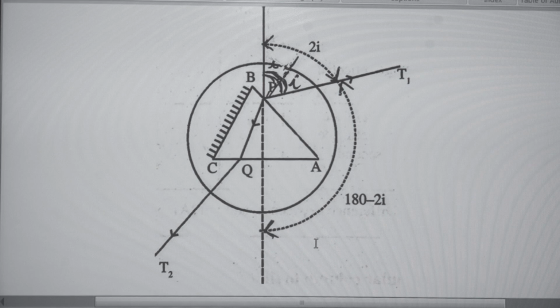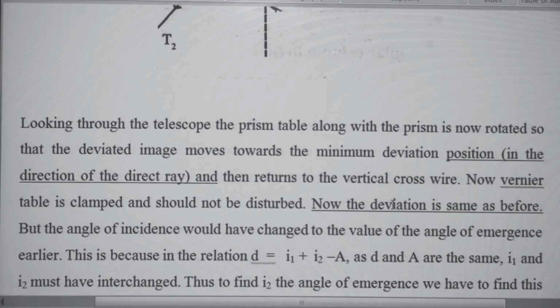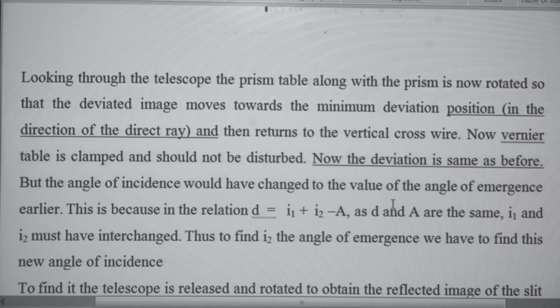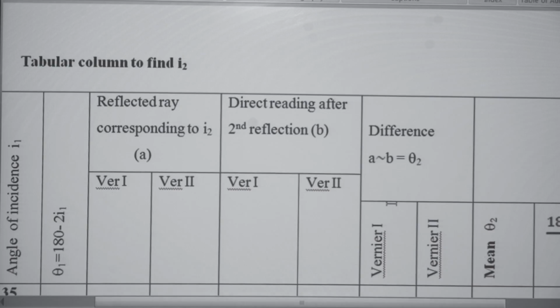Now we can repeat the experiment. We select another value of I1, repeat the experiment, and obtain I2 for that I1. So for different values of I1 we obtain different values of I2, and then we can plot the I1-I2 curve.